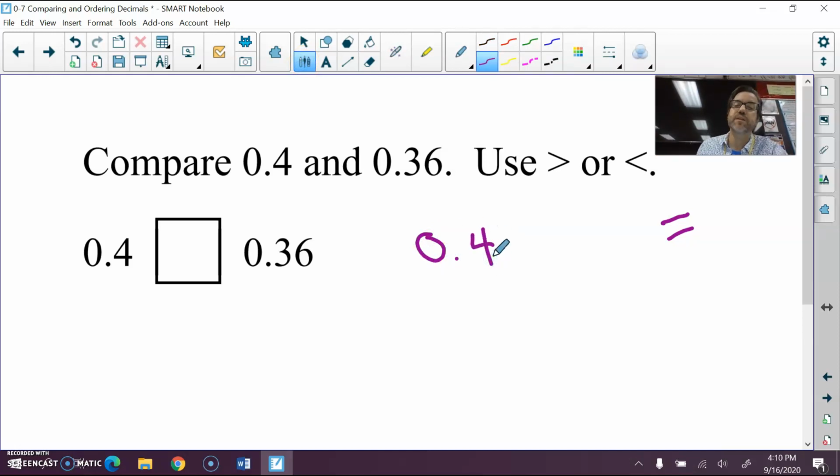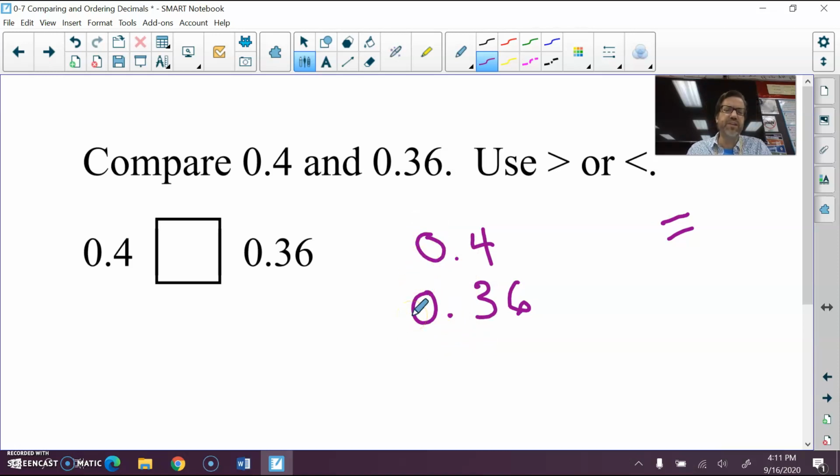0.4. Underneath that, I'll write the other number, 0.36. Now, what's critical here is that I want to line up these decimal points. Okay, so all of my places are aligned correctly. We have a 4 in the tenths place here. We have a 3 in the tenths place here, and those are lined up. The decimal points are lined up. The zeros in the ones place or the units place are lined up.